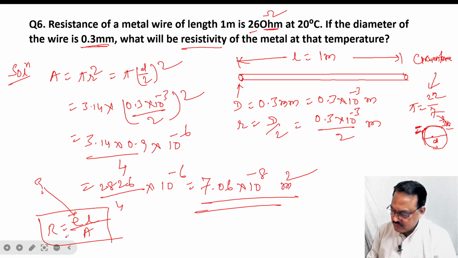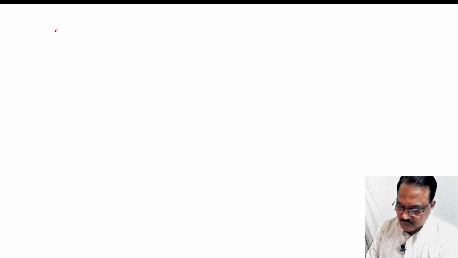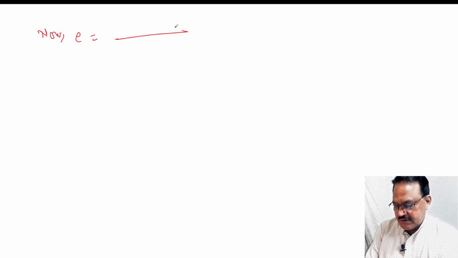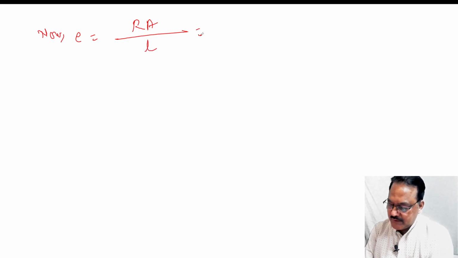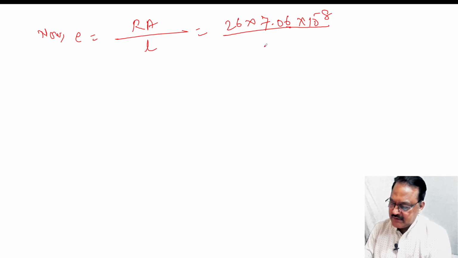So how to calculate the value of rho here? We can write down here. Now rho is equal to how much? R A by L. Put the value. R how much given? 26 ohm. Area we have calculated how much? 7.06 into 10 to power minus 8, and L 1 meter is given here.